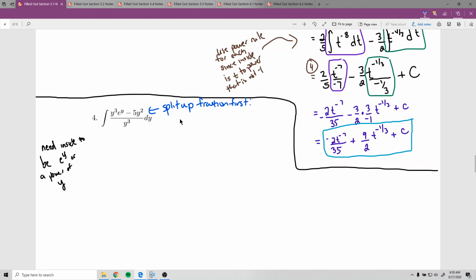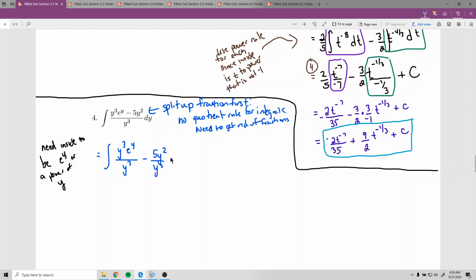Now, I'll reference why we don't have a quotient rule for integrals. There's not going to be some equivalent. You need to get rid of the fraction. And this is the easiest way for me to see how to do it. So what I mean by that is we write the first part, y cubed e to the y, over our denominator, y cubed. And then we also write the second part, 5y squared, over the denominator, y cubed.